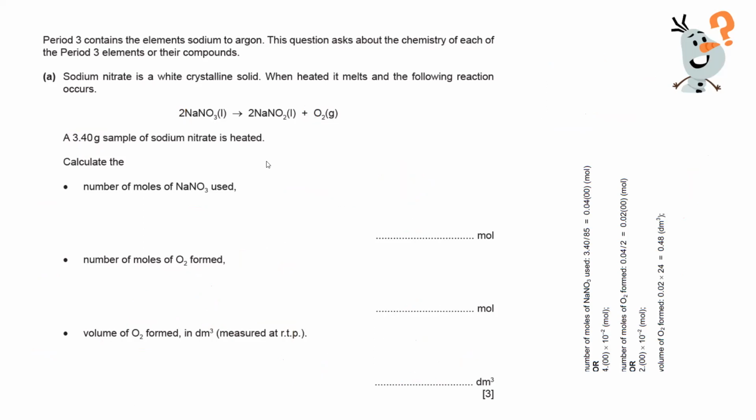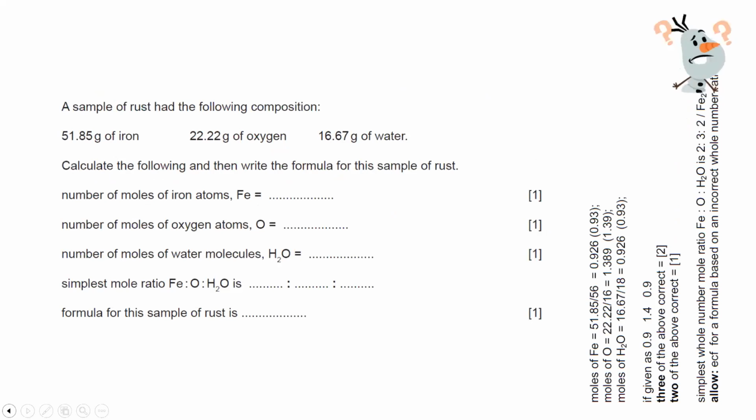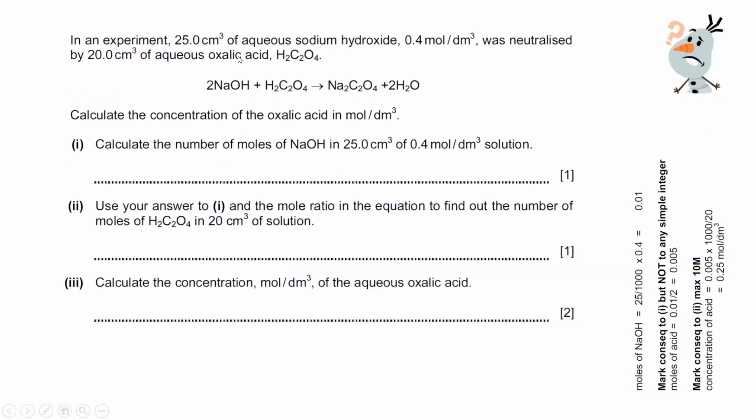As you can see in the previous question, to solve the first part, we use a formula. To get the second part, we use a ratio. Then to solve the third part, we use a formula. The same way, in another question which we already solved, to solve the first part, we use a formula. To solve the second part, we use a ratio. To solve the third part, we use a formula.